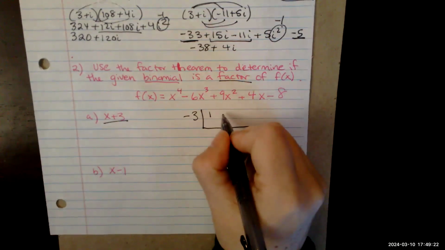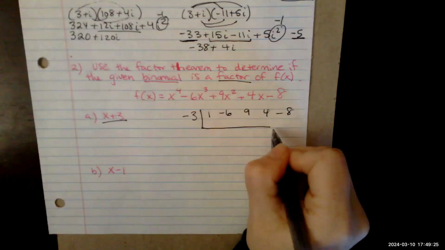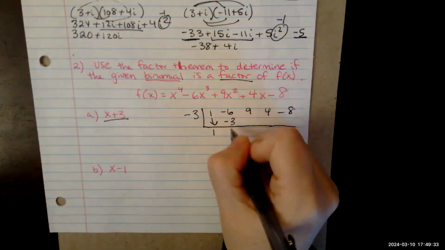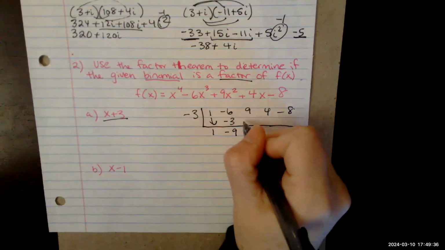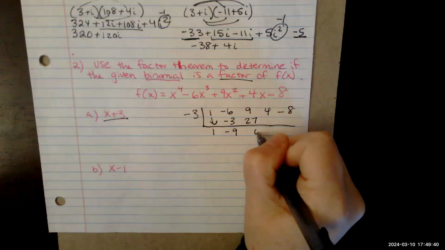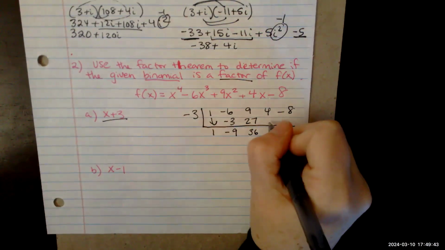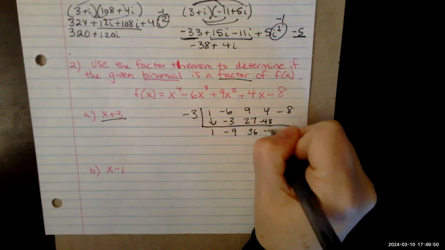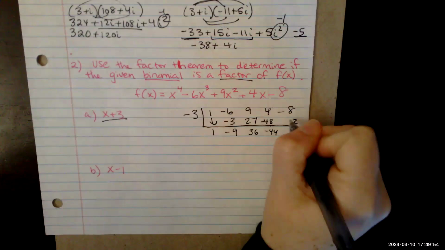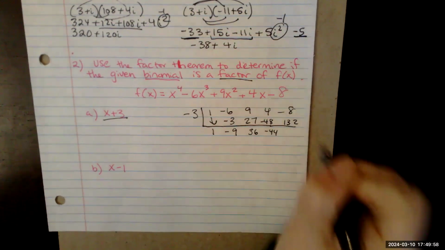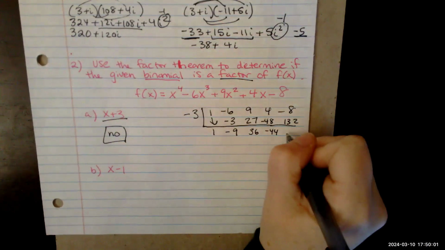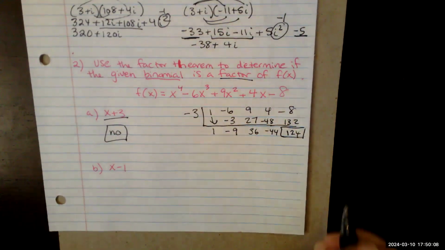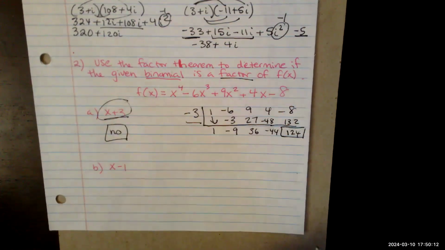If they give it to you as a factor, then you need to change it. So 1, negative 3, 9, 4, and negative 8 are my coefficients. So I bring down the 1, multiply it by negative 3, add these together, multiply by negative 3, add these together, multiply by negative 3, add these together, and multiply by negative 3 and add. And again, all they wanted me to say was yes or no, so I can already tell the answer is no, but it is exactly 124 is my remainder. But since it's not 0, this is not a 0, so this is not a factor.